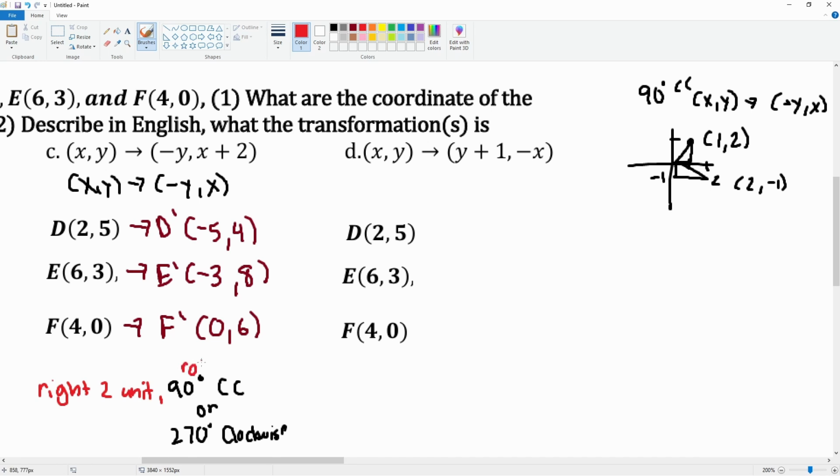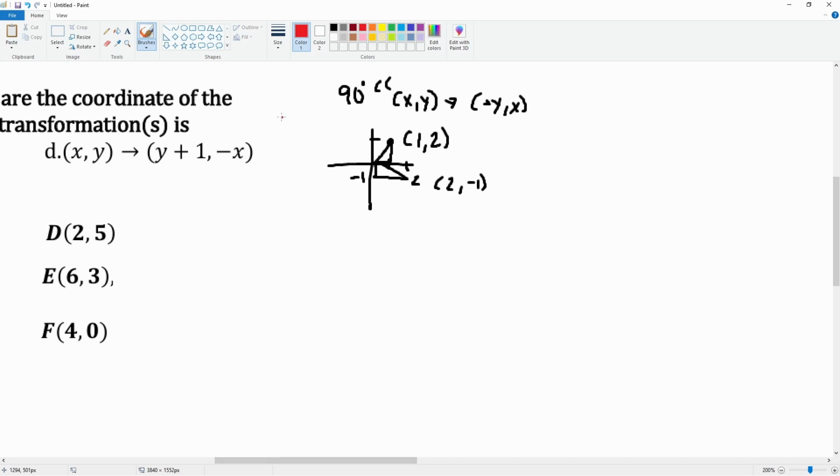Let me write this. This is a rotation. Okay, last one. Interesting. Okay, oh, this is the 90. This is the rule. So we know that the plus 1 on the y is up 1 unit. But then we see a swap and it is a negative x, right? So that is a swap and a negative x. So that is a 90 clockwise.